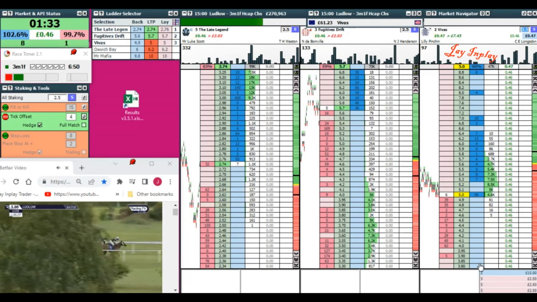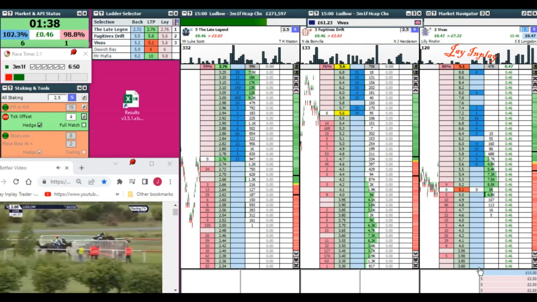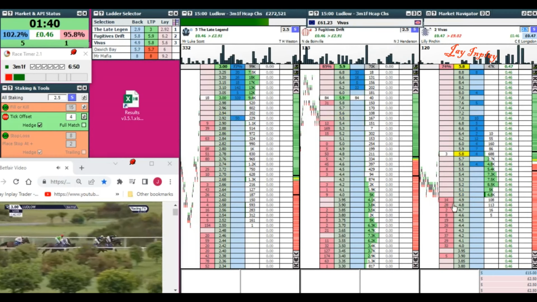Number 6 upcoming, the late legend, and Mr. Mafia there, separated by a neck going into it. Protected my money. Would have made a profit, but that's not the point. I did the right thing.